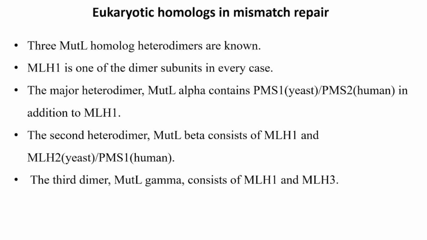The first dimer plays a major role in mismatch repair. The role of MutL beta is not clear. MutL gamma plays a minor role in mismatch repair system.